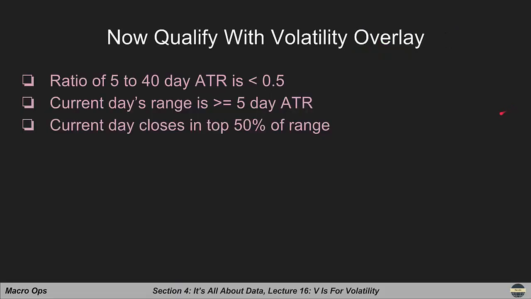But now look what happens when we qualify with the volatility overlay. If we look for a point where volatility is relatively dampened and we have this sort of price action before the breakout, then the results completely change.